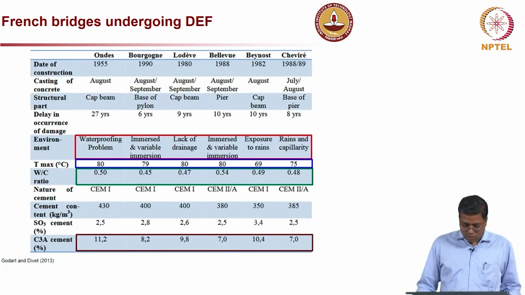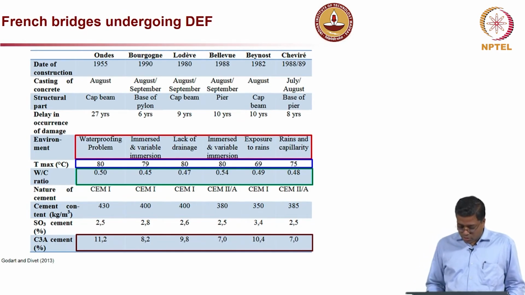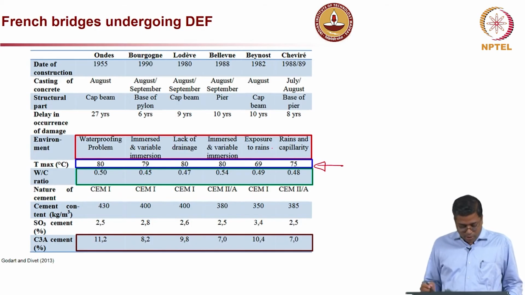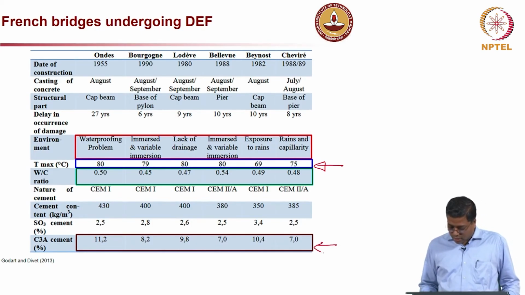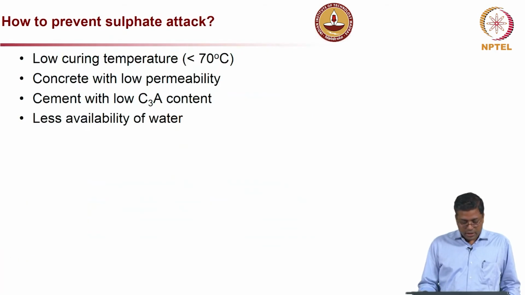This is a table which shows a study done on various bridges in France. A main point to notice here is the maximum temperature, which is in this blue box. You can see that they are all actually above 70 except one which is 69, but for all practical purposes they are high temperature, which is probably not good. Also, the amount of C3A in the cement which was used is very high, more than 7% C3A. So, these are all leading to significant internal sulphate attack.